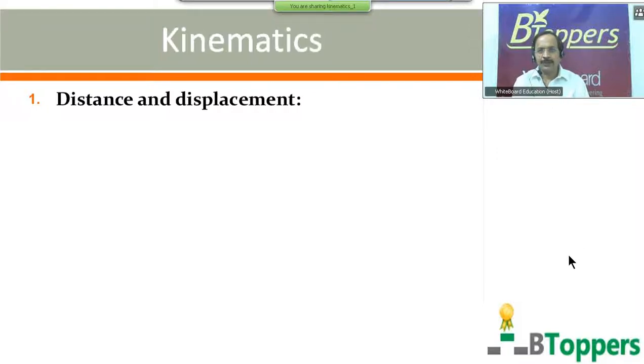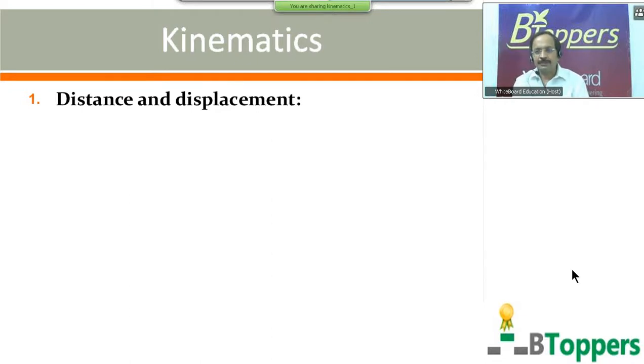So now I am going to start the topic kinematics. In this topic, we discuss the motion of a particle with acceleration and also motion of the particle without acceleration. But we do not discuss the forces which cause the acceleration, which are responsible for acceleration. This topic kinematics is more or less like basic mathematics.